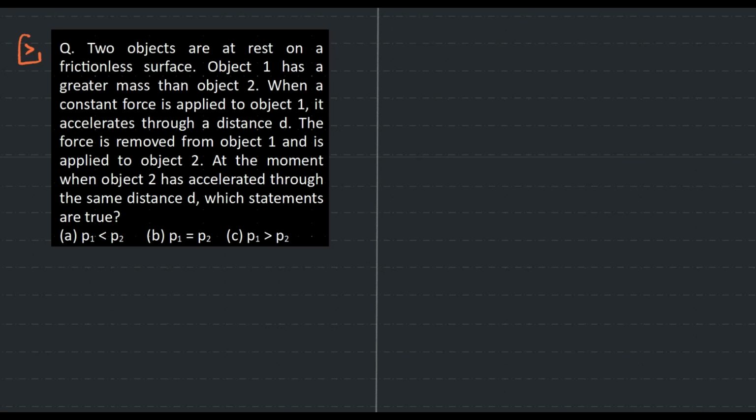Two objects are at rest on a frictionless surface. Object 1 has a greater mass than object 2. So we have the following situation.